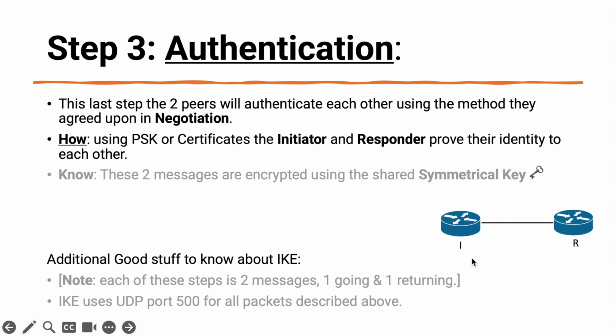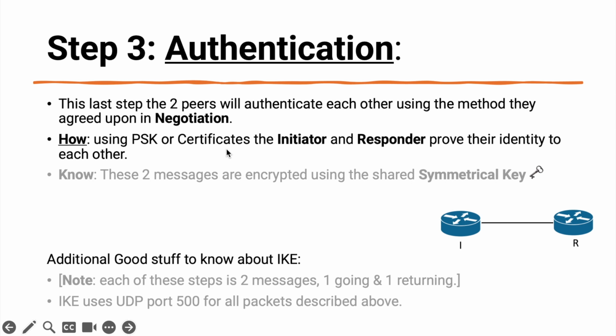The initiator at this step will send its identity to the responder along with a hash of the password, which is password 123. When the responder gets it, it looks at the identity and the hash, and then it calculates a hash of its own pre-shared key, which is password 123. Then it compares the two hashes. If the two hashes match, that means that the initiator is actually the initiator, and the initiator does the same for the responder. So they've authenticated each other.